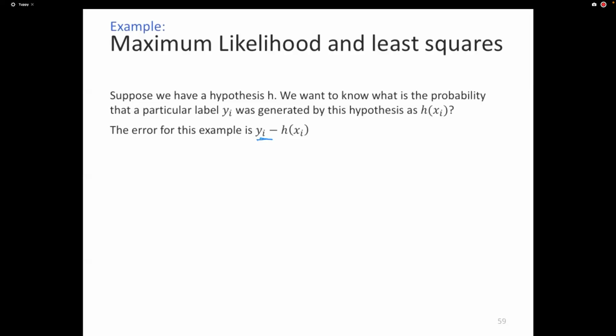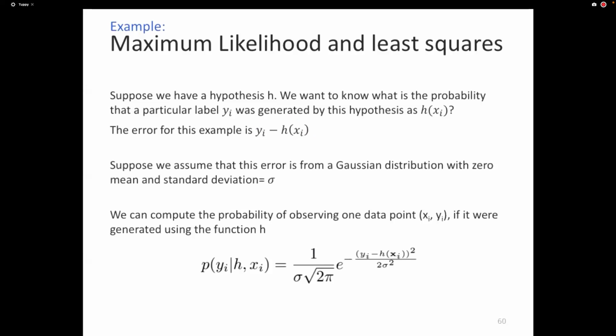And in particular, the noise, presumably, is the error. The error on this hypothesis is yi minus h of xi. If h was the true hypothesis, then this quantity y minus h of x comes from a normal distribution, because the noise was generated from the normal distribution. So let's say that this noise was generated from a Gaussian distribution with zero mean and some standard deviation sigma.